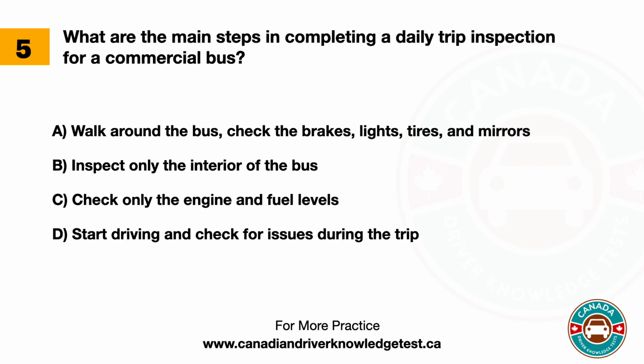Question 5. What are the main steps in completing a daily trip inspection for a commercial bus? A. Walk around the bus, check the brakes, lights, tires, and mirrors. B. Inspect only the interior of the bus. C. Check only the engine and fuel levels. D. Start driving and check for issues during the trip. The answer is A. Walk around the bus, check the brakes, lights, tires, and mirrors.